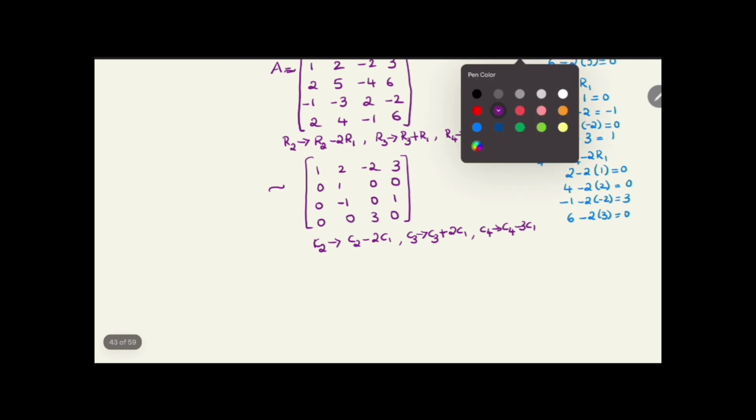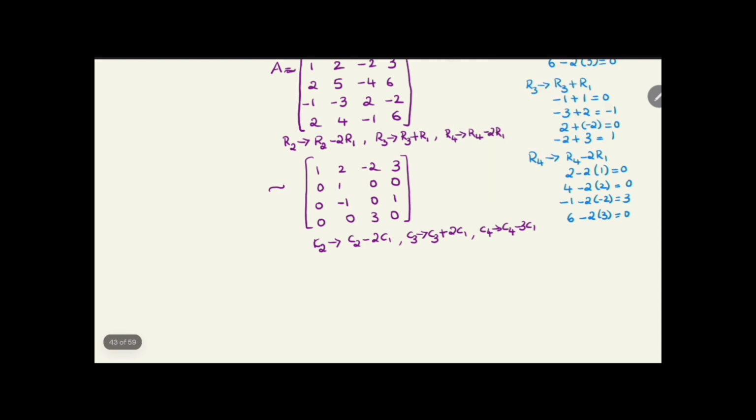Okay, I will do it here, students. Check out here. First one is C2 implies C2 minus 2C1.